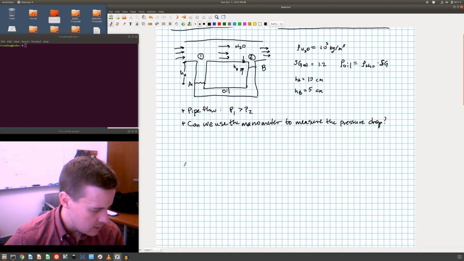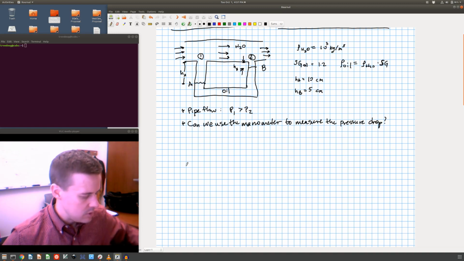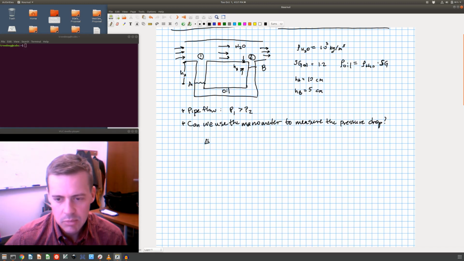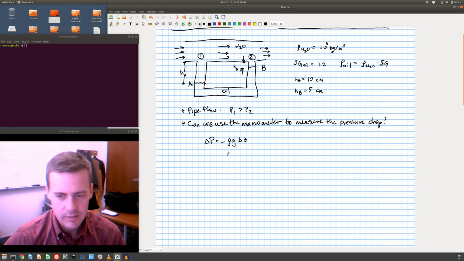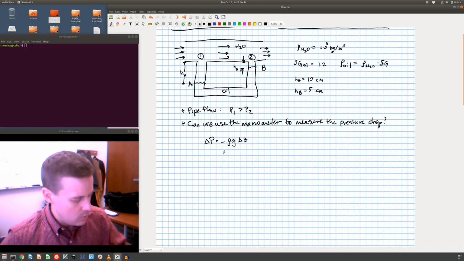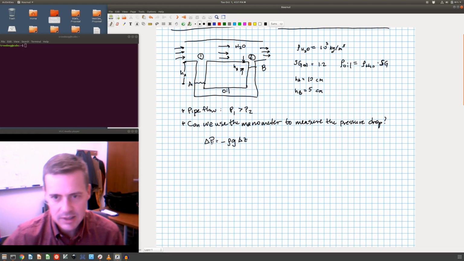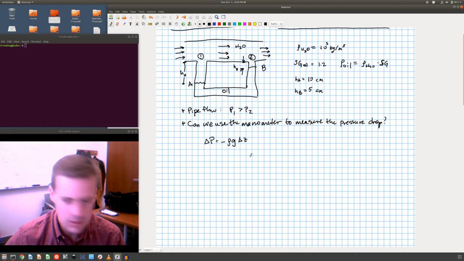To do that, I need to use the formula that we developed in class at the end of last time. What we said was that delta P is equal to minus rho G delta Z. So what I need to do is set up a series of equations for delta P and delta Z so that I can find the delta P between 1 and 2.